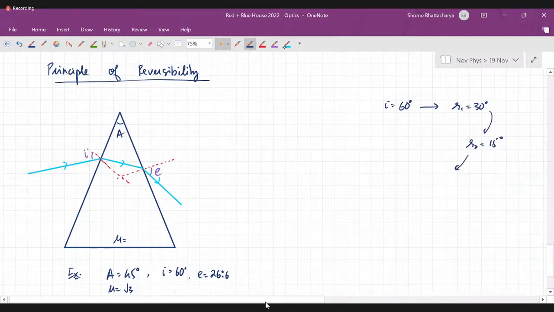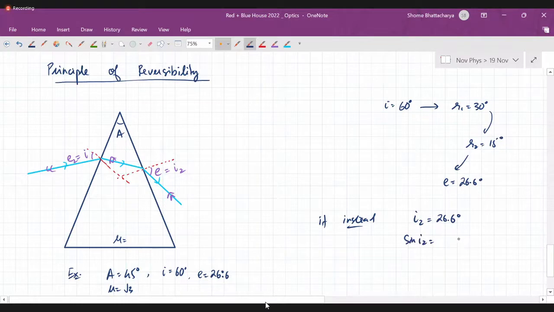Now if we apply reversibility, if the light is incident like this, then this will become my angle of incidence in the second case. And this will itself become the angle of emergence. So if instead my angle of incidence is equal to 26.6 degrees, then sine I2 is equal to mu sine R1 prime, let's say. This formula will give me my R1 prime as this value, 15 degrees.